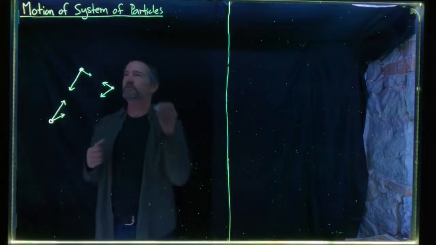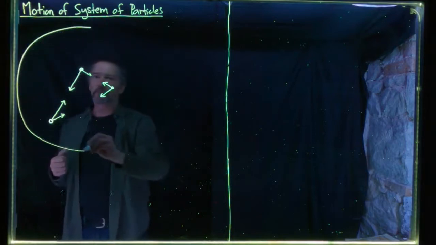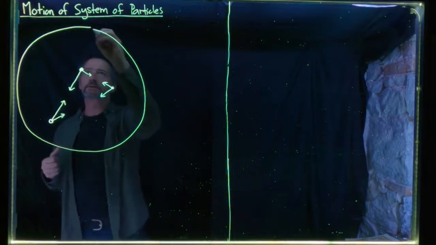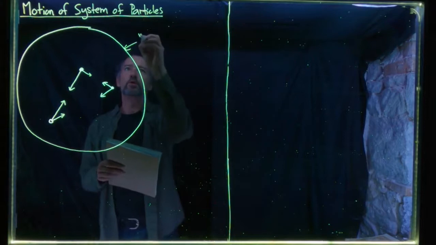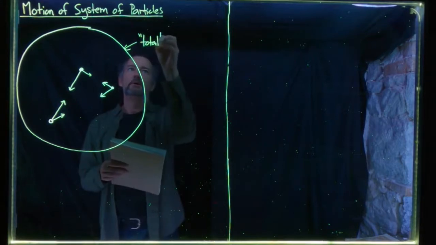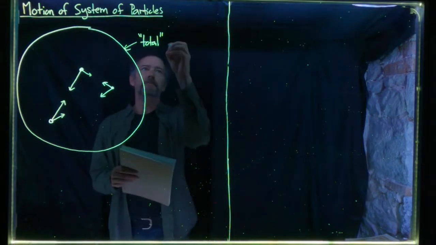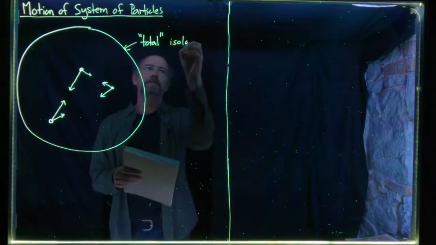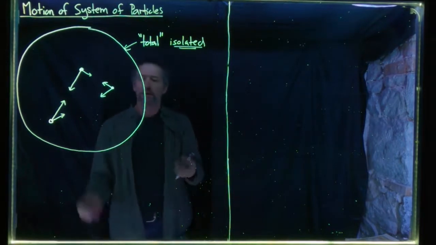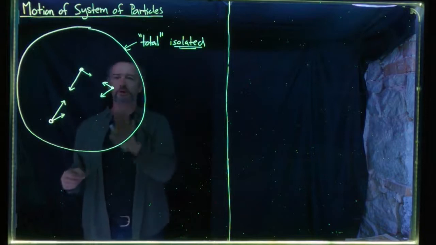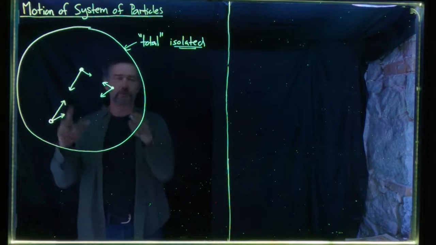So what we're going to imagine is our three particles are isolated from the rest of the universe. So I'll draw a big circle around our three particles like this, and we'll call that the total. Okay, so this total system of three objects is isolated. Okay, so isolated means that there's no energy coming in or out, which means the total energy remains constant inside. There's no momentum in or out, which means the total momentum remains the same.